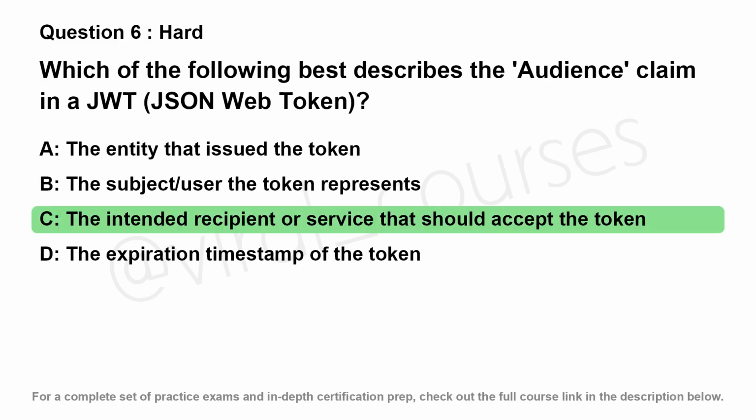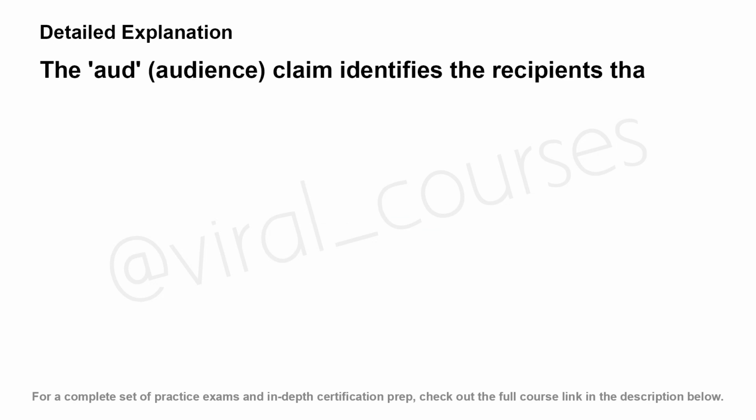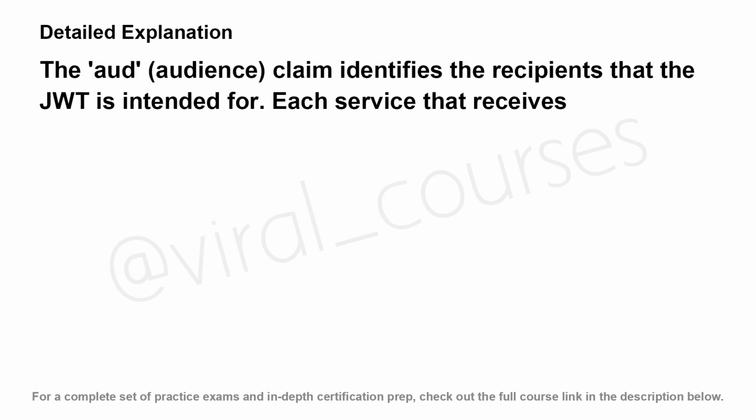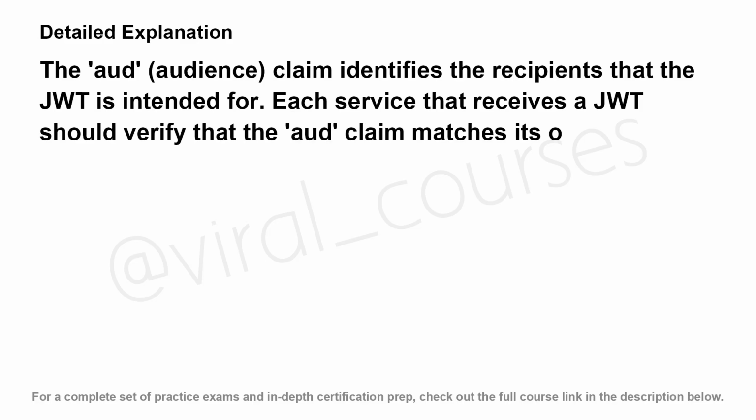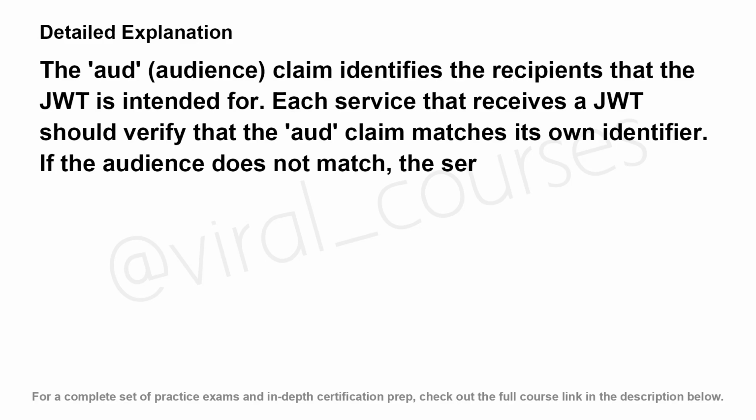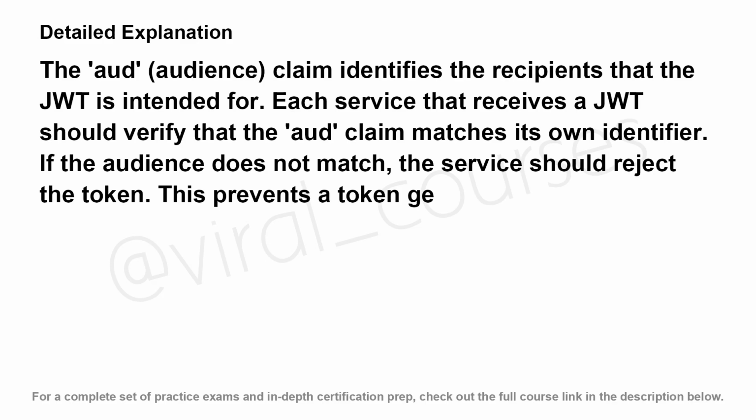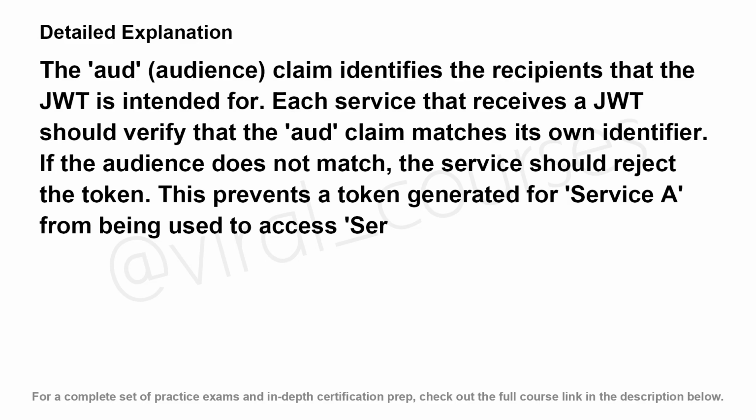The correct answer is C. The AUD audience claim identifies the recipients that the JWT is intended for. Each service that receives a JWT should verify that the AUD claim matches its own identifier. If the audience does not match, the service should reject the token. This prevents a token generated for service A from being used to access service B maliciously.